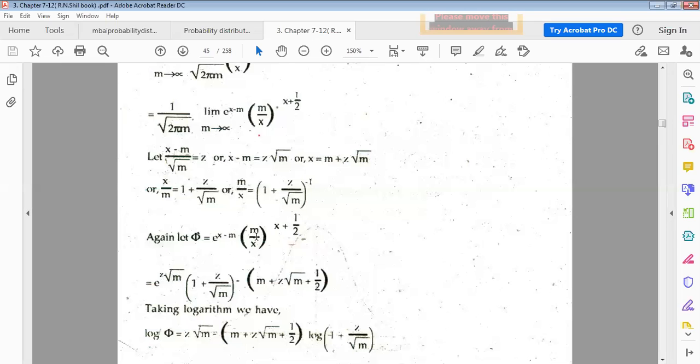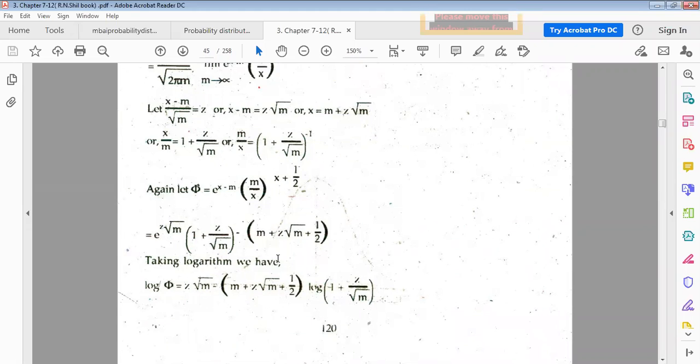Then m by x equals to what? M by x equals to this. Now putting m by x here, then power x plus half will be what? Multiplied with this power x plus half. And in x plus half, putting x equals to m plus z root m, we get m plus z root m for x, this half.